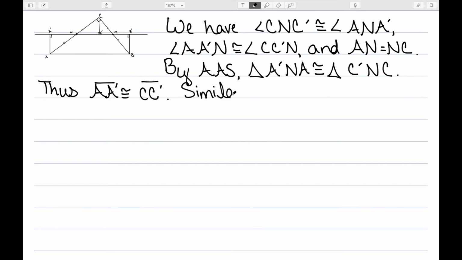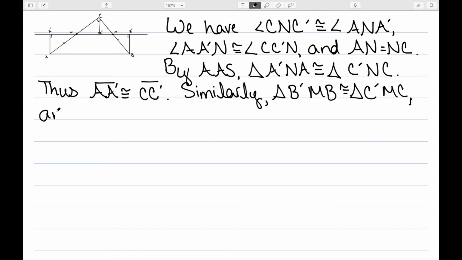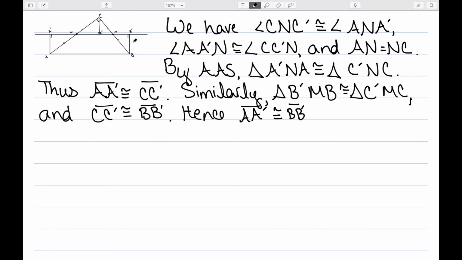Similarly, we can get that triangle B prime MB is congruent to triangle C prime MC. And once again, we have that CC prime will need to be congruent to BB prime. Well, this tells me that AA prime is congruent to BB prime, so I have that these sides here are congruent, which gives me that this is a Saccheri quadrilateral.